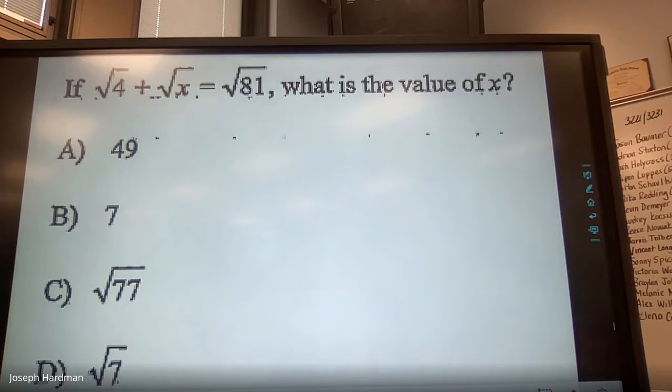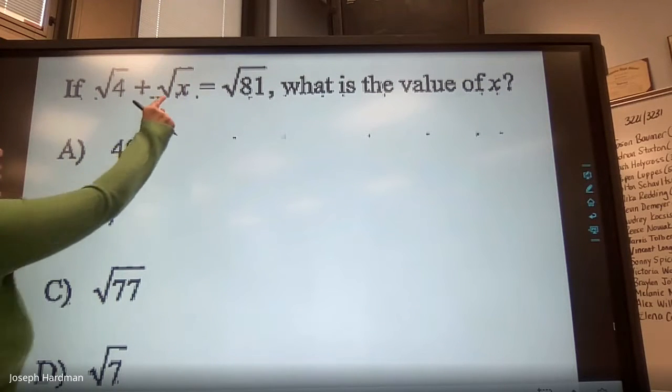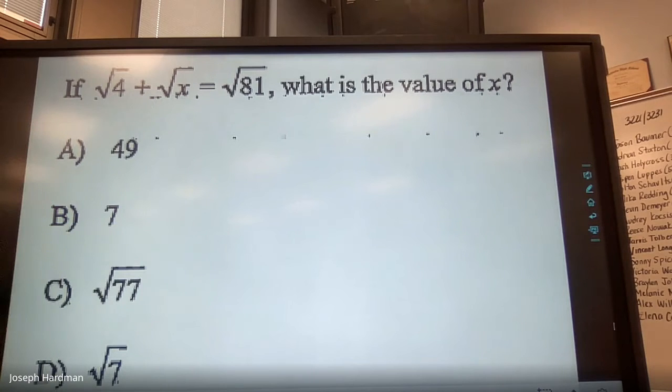Right, so we're trying to find the value of x. If the square root of 4 plus the square root of x equals the square root of 81, what is the value of x? Now remember, we're trying to find out what is x. And so in order to find x, let's go to the roots of solving algebra. We want to isolate x.